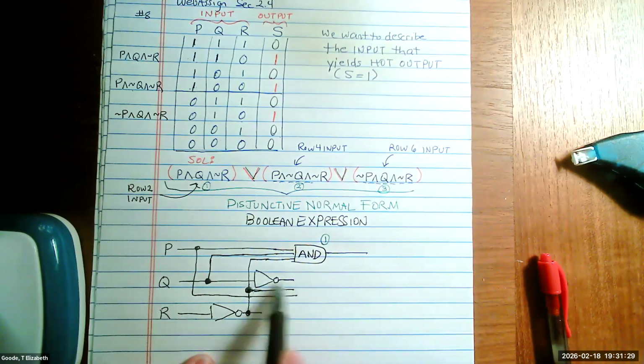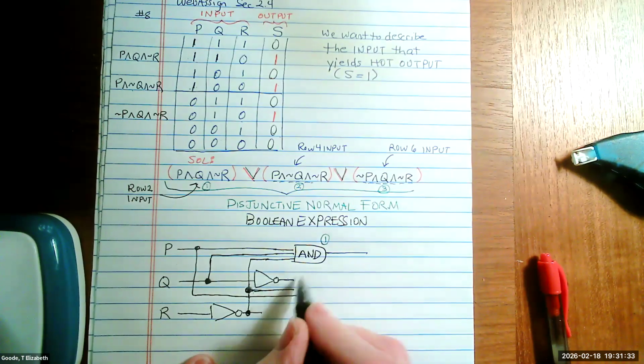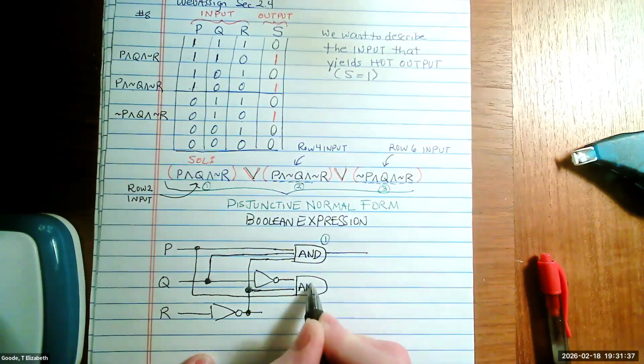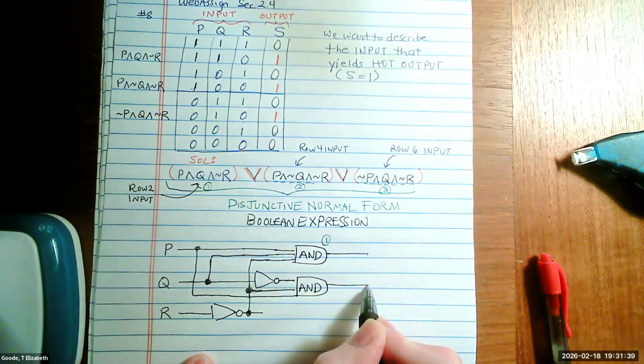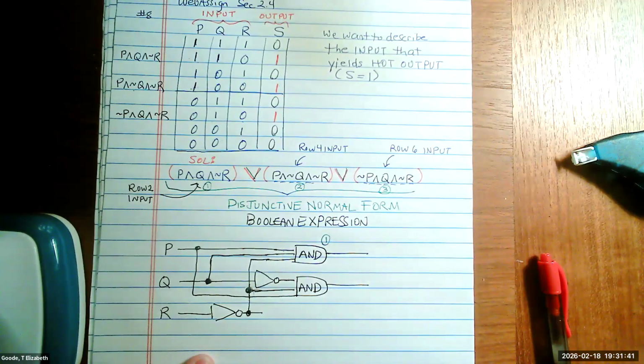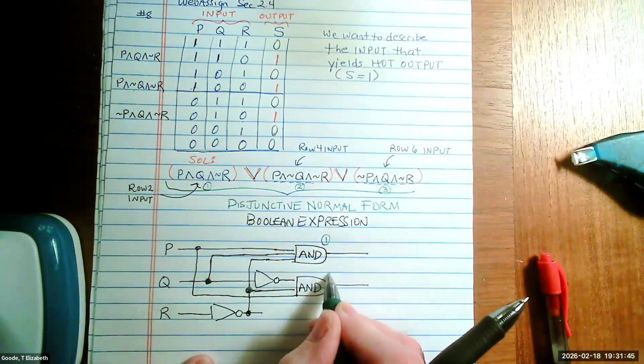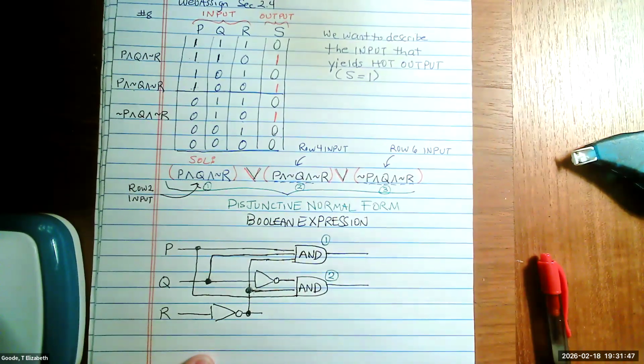In any case, I've got not Q, I've got P, I've got not R. They are ready to go through an AND gate because they all get ANDed together. That's the AND gate for expression 2, the row 4 input.